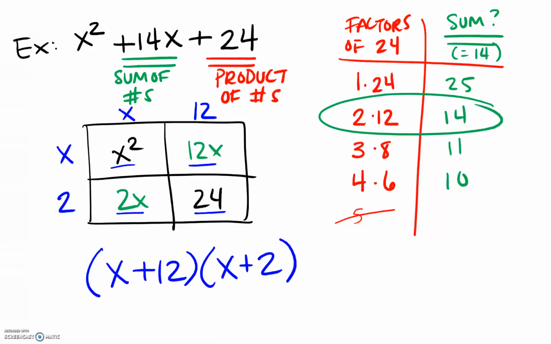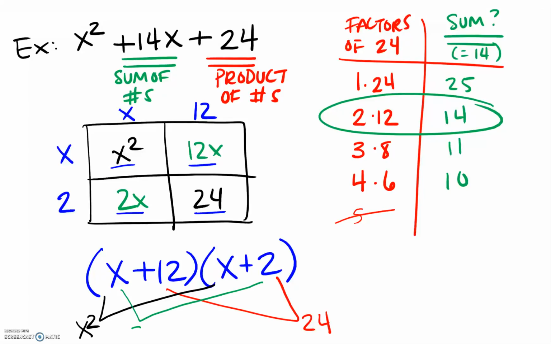If we multiply these back out, we're going to get exactly what we hoped for. We'll see the last is going to give me 24 as expected. The first is going to give me the x squared as expected. And for those middle terms, we get a 2x plus a 12x, which is my 14x. So I can double check as I go that this is the correct answer.